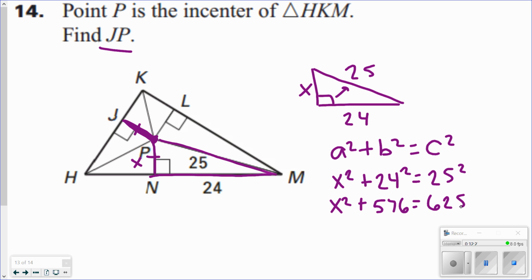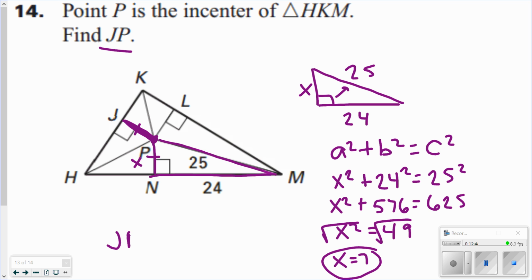All right, then I'm going to subtract 576 from each side. So x squared is equal to 49. But remember, I don't want x squared, I want x. So I have to do the square root of each side, which means then that x is equal to 7. So if x is equal to 7, I then know that JP is also equal to 7.